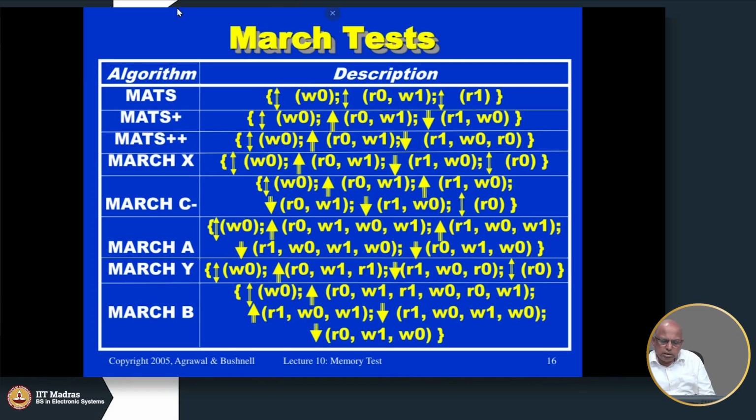See, each one of these will take order n time, right? You are going through all the cells. So it will take n write operations, n read operations, n write operations, and then n read operations. So totally it will take 4n. This will take 5n. This will take 6n. This will take 7n, and so on. Okay.